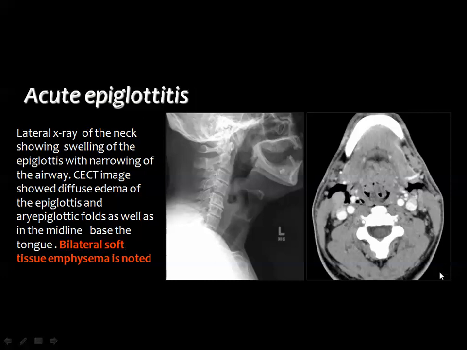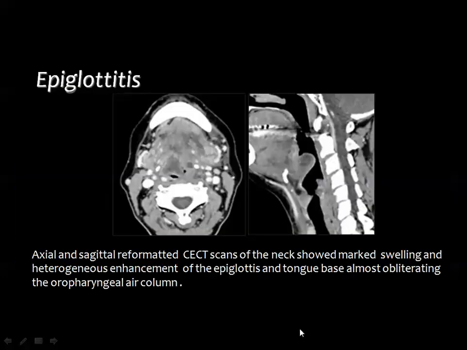And in this particular case, you can see air spreading in the facial planes of the neck as well. And in the lateral view, you can see the swelling of the epiglottis compromising the airway. And this is a sagittal reformatted image, and this is the axial image showing diffuse swelling and the heterogeneous enhancement of the epiglottis, considerably encroaching on the airway.